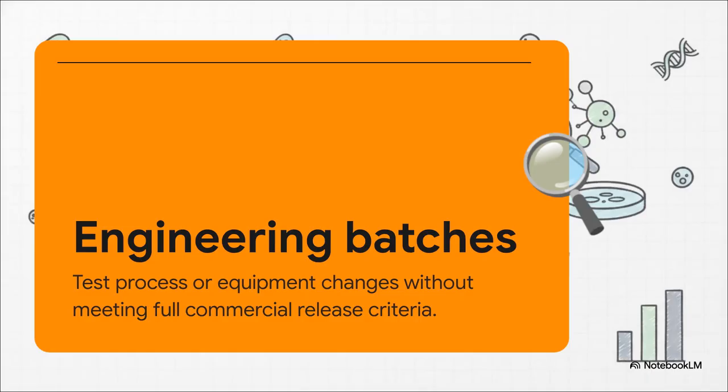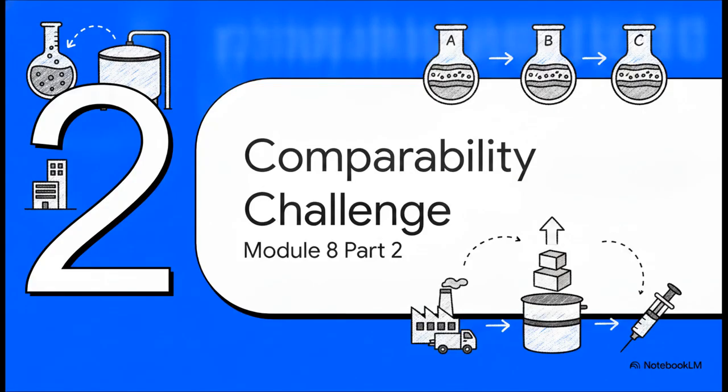So how do we actually test these giant new processes safely, or transfer a method to a totally new facility without risking everything? Well, we use what are called engineering batches. Basically, these are runs that let you test a process, or maybe a new piece of equipment, without the intense pressure of having to meet full commercial release criteria. You're generating crucial, practical learnings, but at a much lower risk. Alongside demonstration batches, these engineering runs give you the vital data you need to tweak your process and really nail down your acceptance criteria before you commit the massive time and money required for fully validated commercial batches.